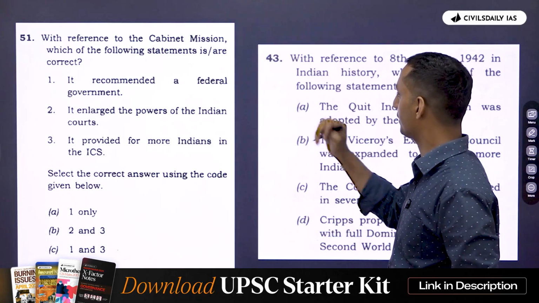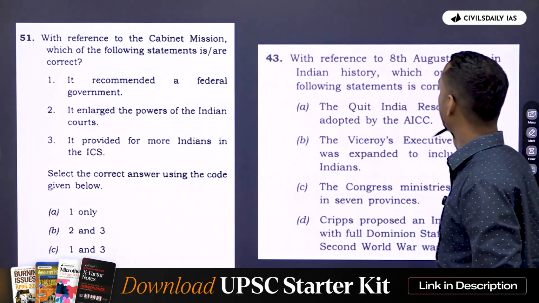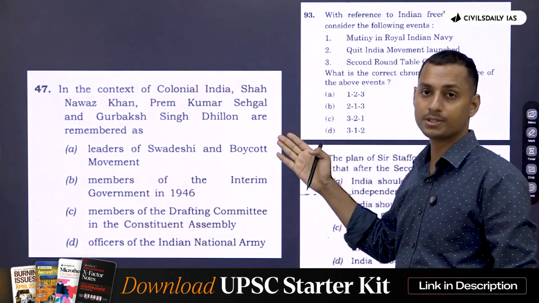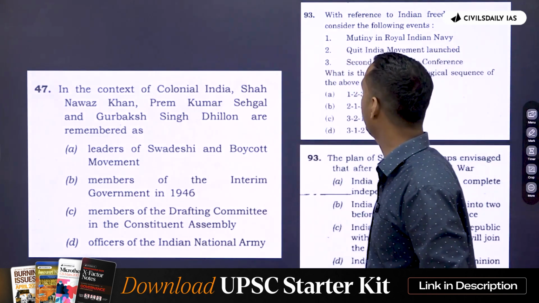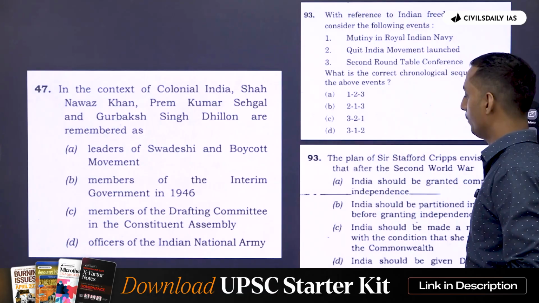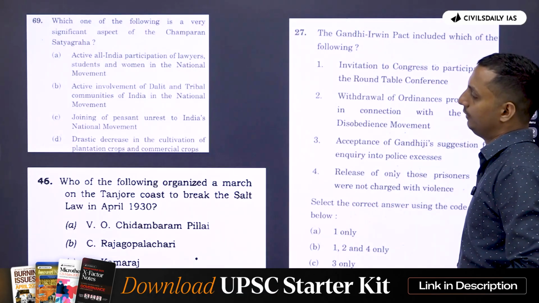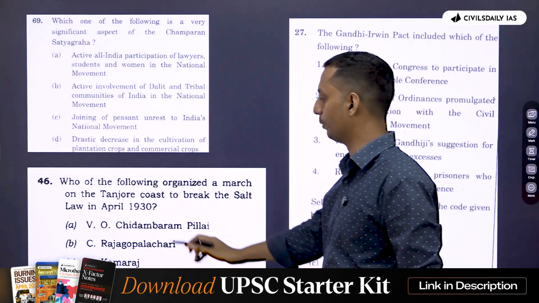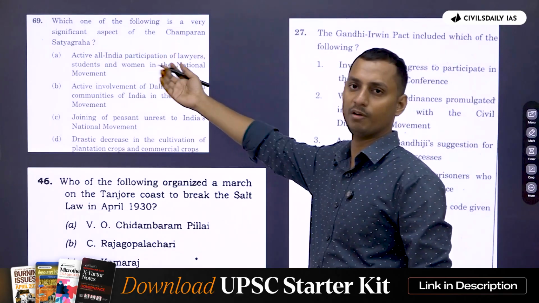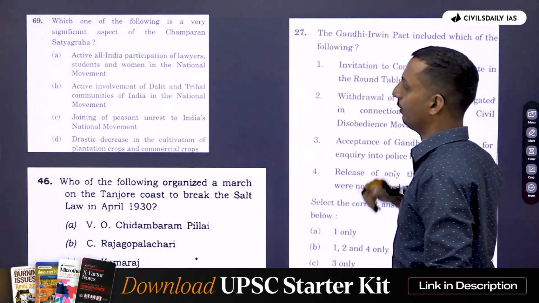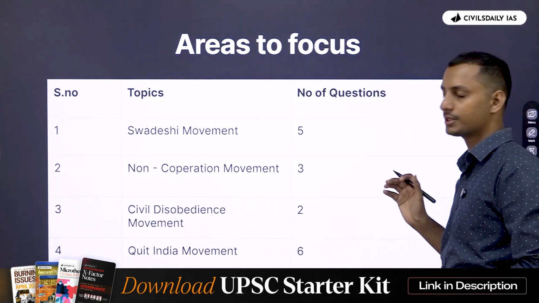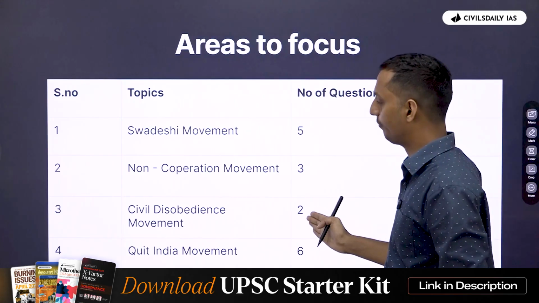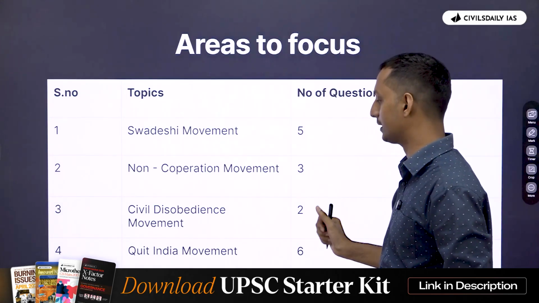So you can see here, a question with respect to the Cabinet Mission on 8th August 1942. Cripps Mission again, with respect to the persons involved in the INA mutiny. The same goes for the INA mutiny, Stafford Cripps. Then some other questions with respect to non-cooperation and the civil disobedience movement. You have another question on the Gandhian movement of Champaran Satyagraha and the Gandhi-Irwin Pact. So if you analyze the same, 5 questions came from the Swadeshi movement, 3 from non-cooperation, 2 from civil disobedience, and 6 from Quit India.